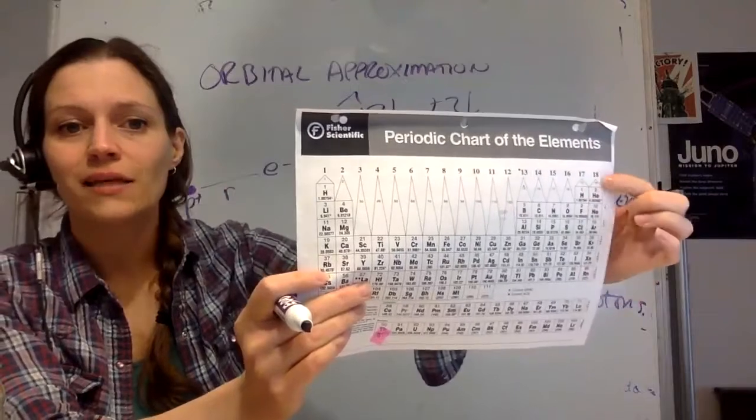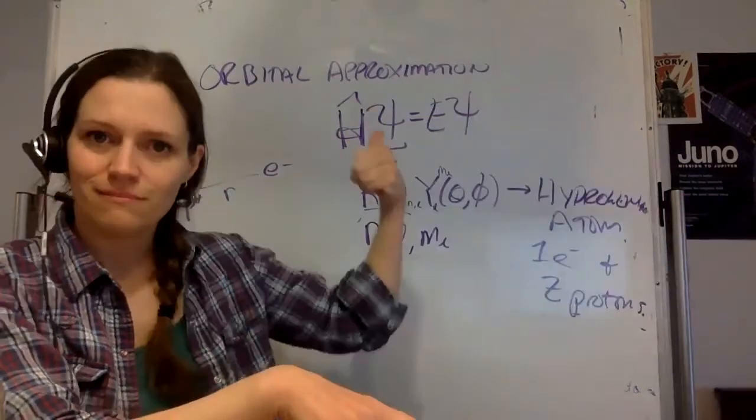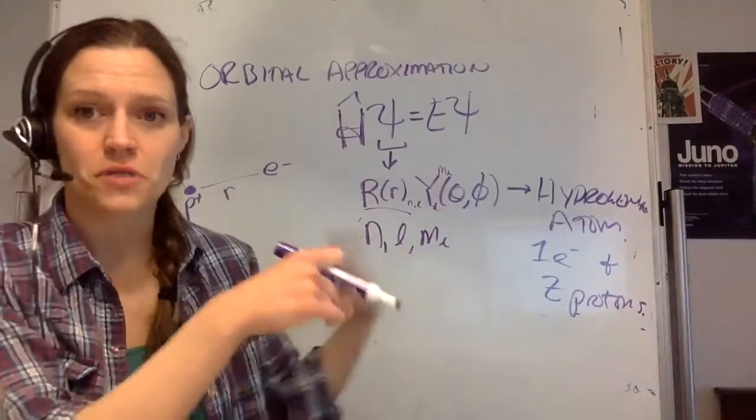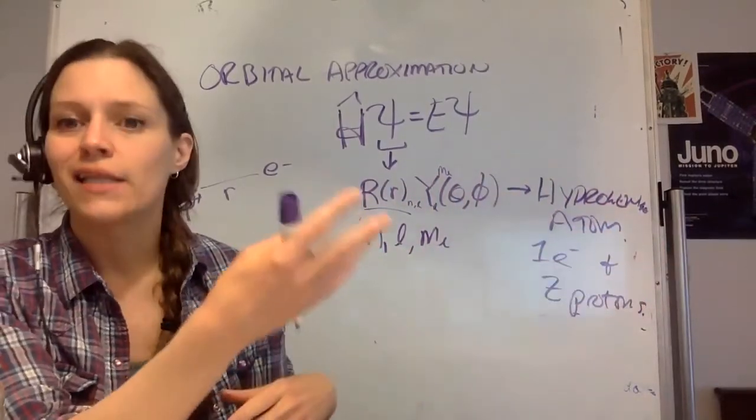Everything else, helium and lithium, they all require an approximation. This is one of the approximations. There's a couple others, and the more complicated the atoms get, the more approximations you build.